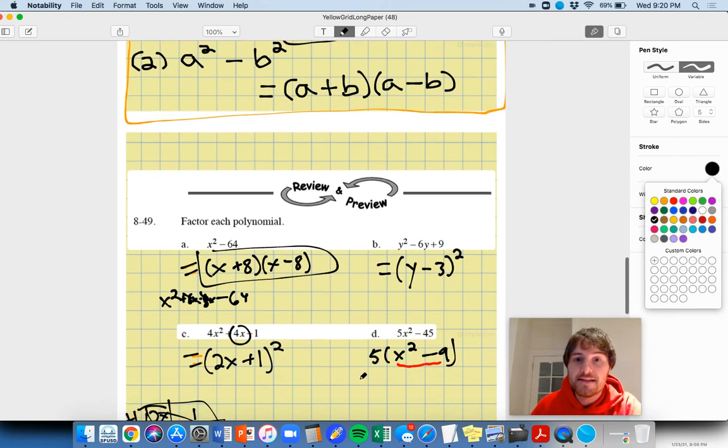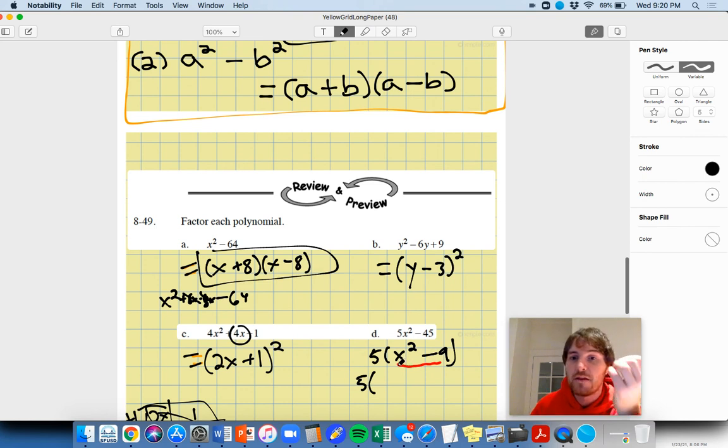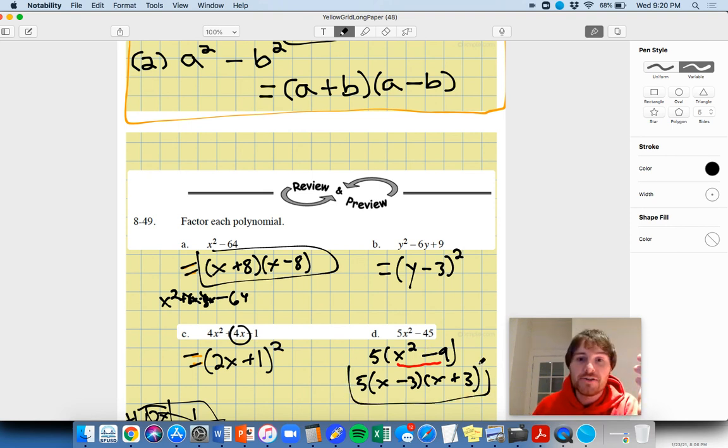This is going to be 5 times, well, this is a difference of squares, so I'm going to simply find the square root. The square root of this one is just x. So x minus 3 times x plus 3, right? And that's the reason why we have no middle term for this expression. We just have x squared minus 9. It's a binomial, but it's quadratic. We're just missing the middle term. It's not a trinomial here. And there is our answer.